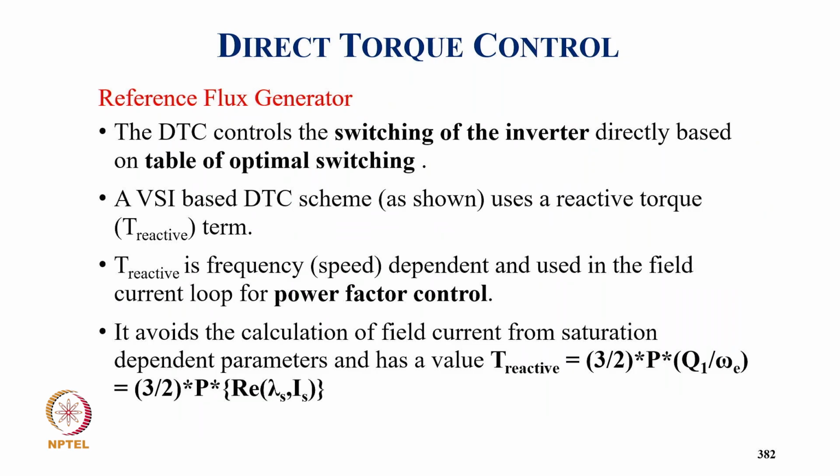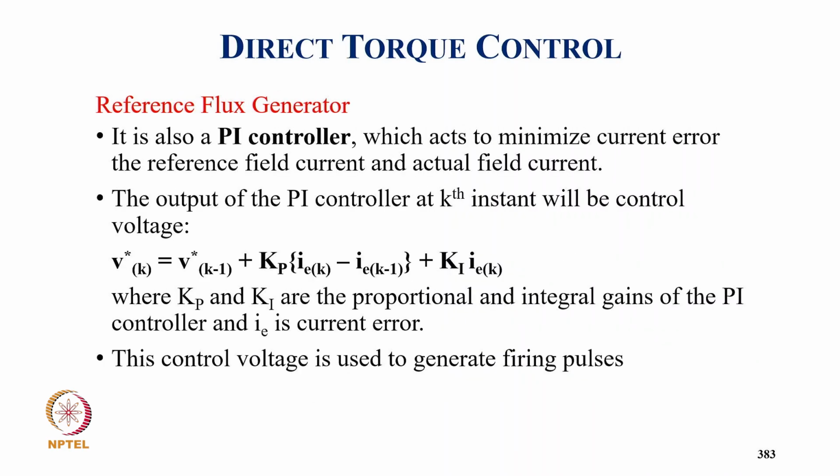So DDC controls the switching of the inverter directly based on the table of optimal switching, and the VSI based direct torque control scheme requires a reactive torque term. T reactive is frequency and speed dependent and used in the field current. For perfect control, it avoids the calculation of field current from saturation dependent parameters, and has T reactive equal to 3/2 P Q1 upon omega e, equal to 3/2 P in bracket real part of lambda s I s conjugate. So it is also a PI control which acts to minimize the current error between the reference field current and actual field current.